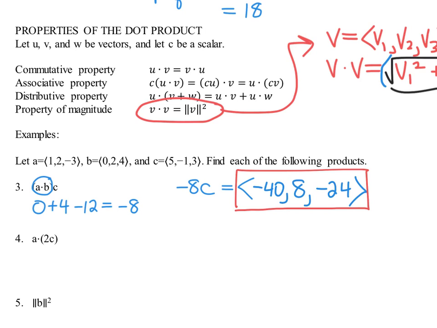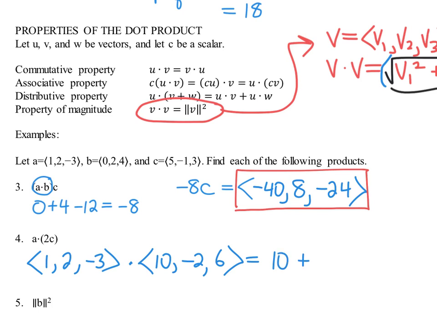In number 4, we're dotting A against 2C. So I'm going to rewrite A: 1, 2, -3. I'm dotting that against 2C, so double C: 10, -2, 6. So we're looking at 10 plus -4 plus -18. And so 6 minus 18 is going to be -12.